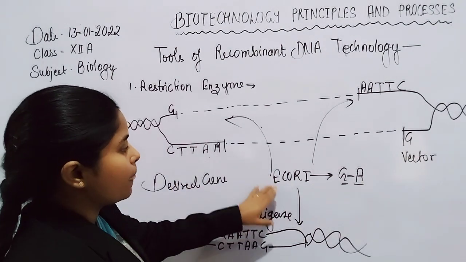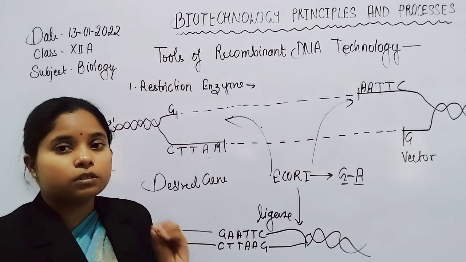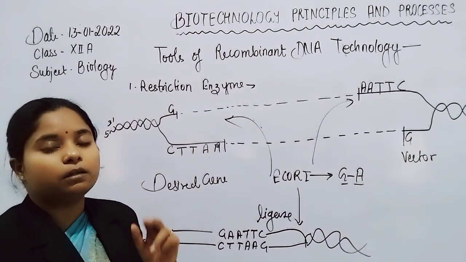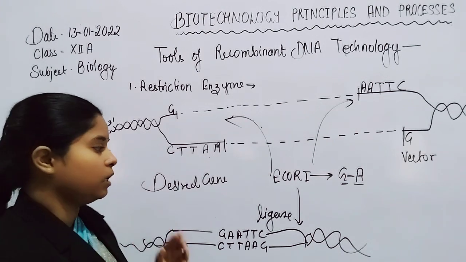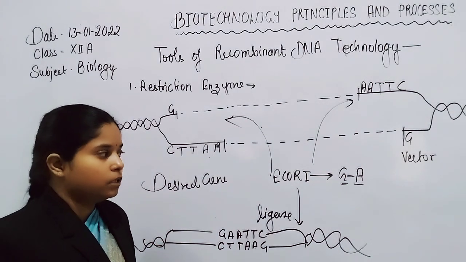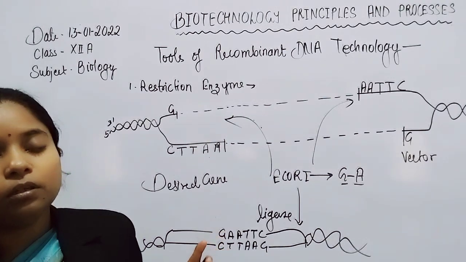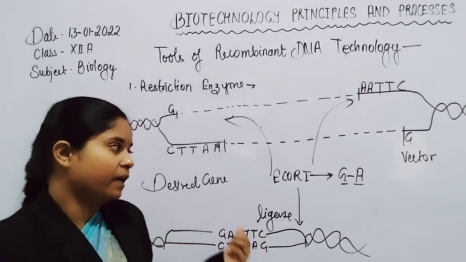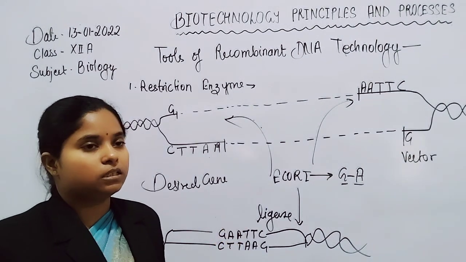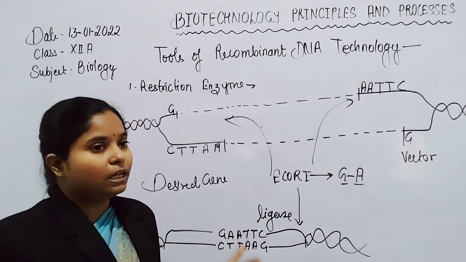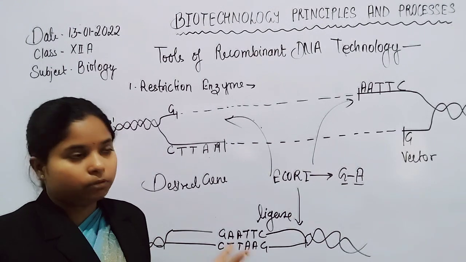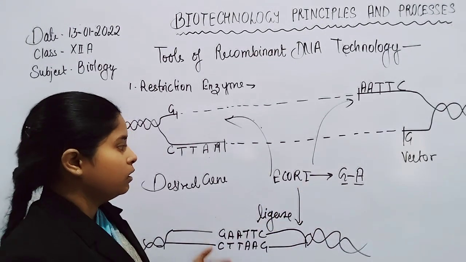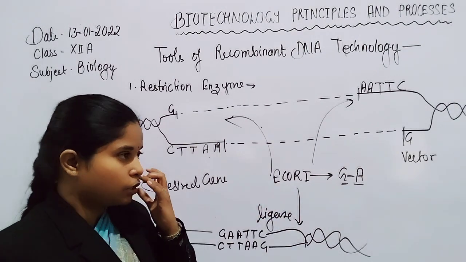So EcoRI recognizes the palindromic sequence, then cuts the phosphodiester bond present in between the G and A. That's why it does not act anywhere on the DNA strand, because if it cut the DNA anywhere, we would obtain more than one fragment after treatment with EcoRI. That's why it only cuts a specific sequence.